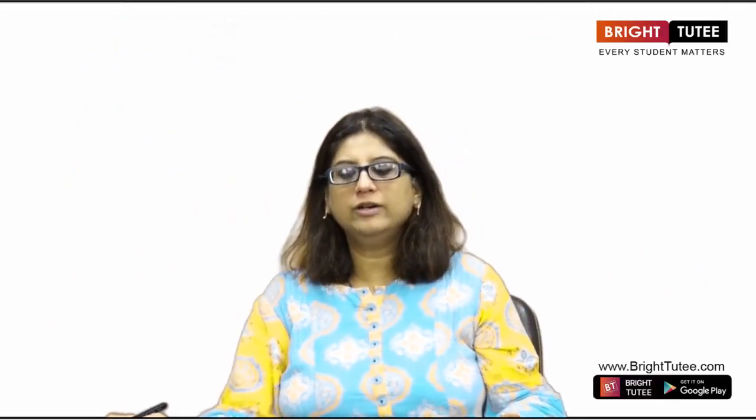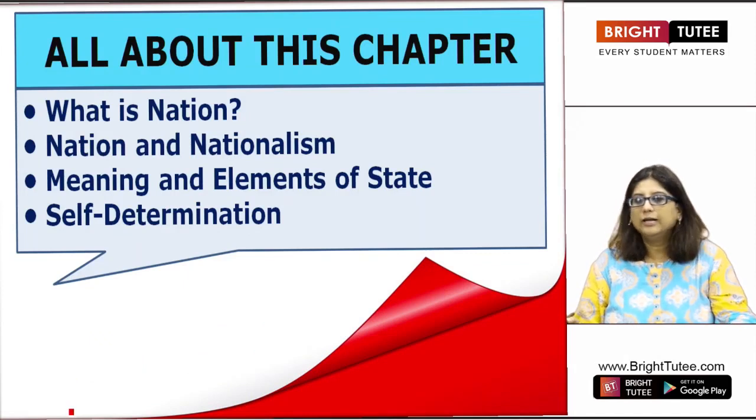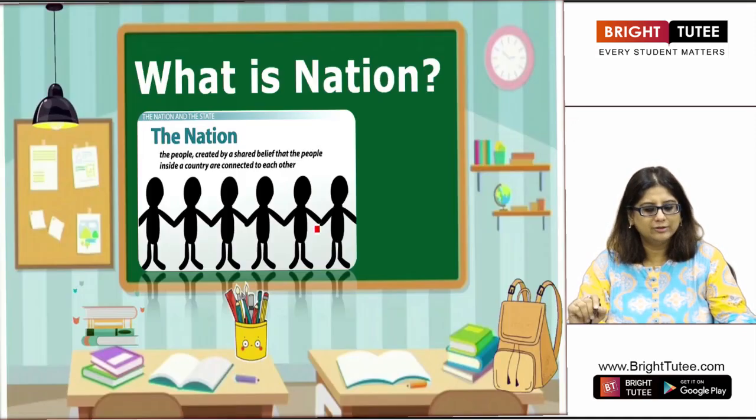Once again, I'm here with chapter number 2, Nation and State. In this chapter, we are going to cover what is a nation, nation and nationalism, meaning and elements of state, and self-determination.